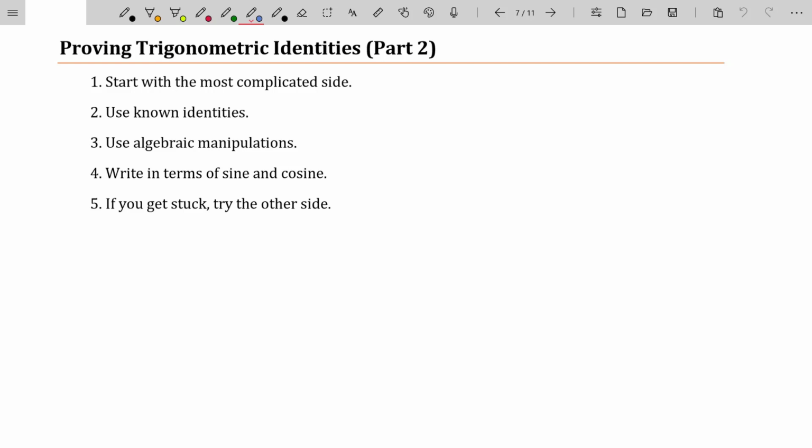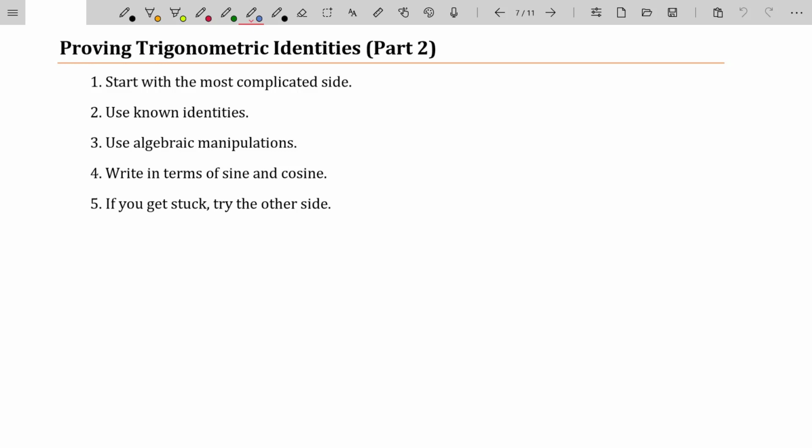As was stated in the previous video, or maybe the part 1 of this video, when you're asked to prove an identity or verify an identity, it's probably best to start with the most complicated side. And by the way, these are rules of thumb, so feel free to break them if you want to. But start with the most complicated side, and then use any known trigonometric identities if you can. Use algebraic manipulations if you can. If all else fails, write things in terms of sine and cosine. And if you get stuck, move to the other side of the equation.